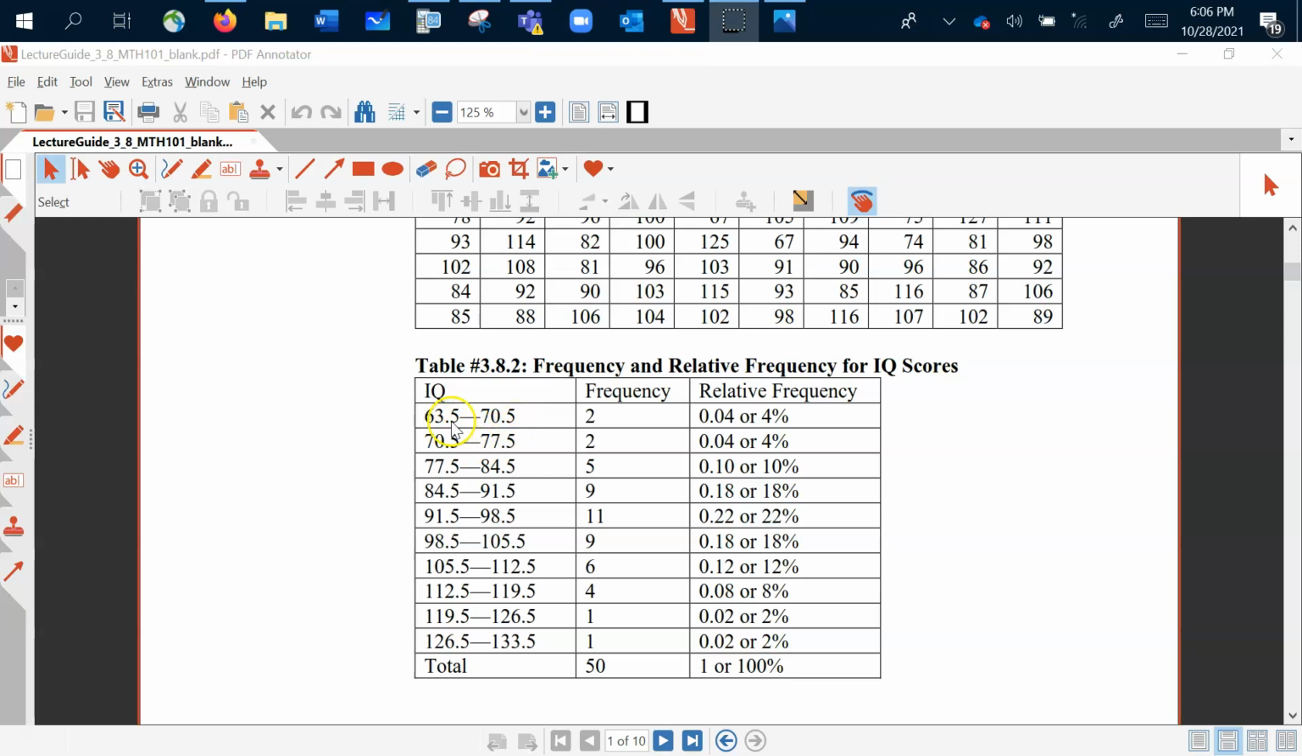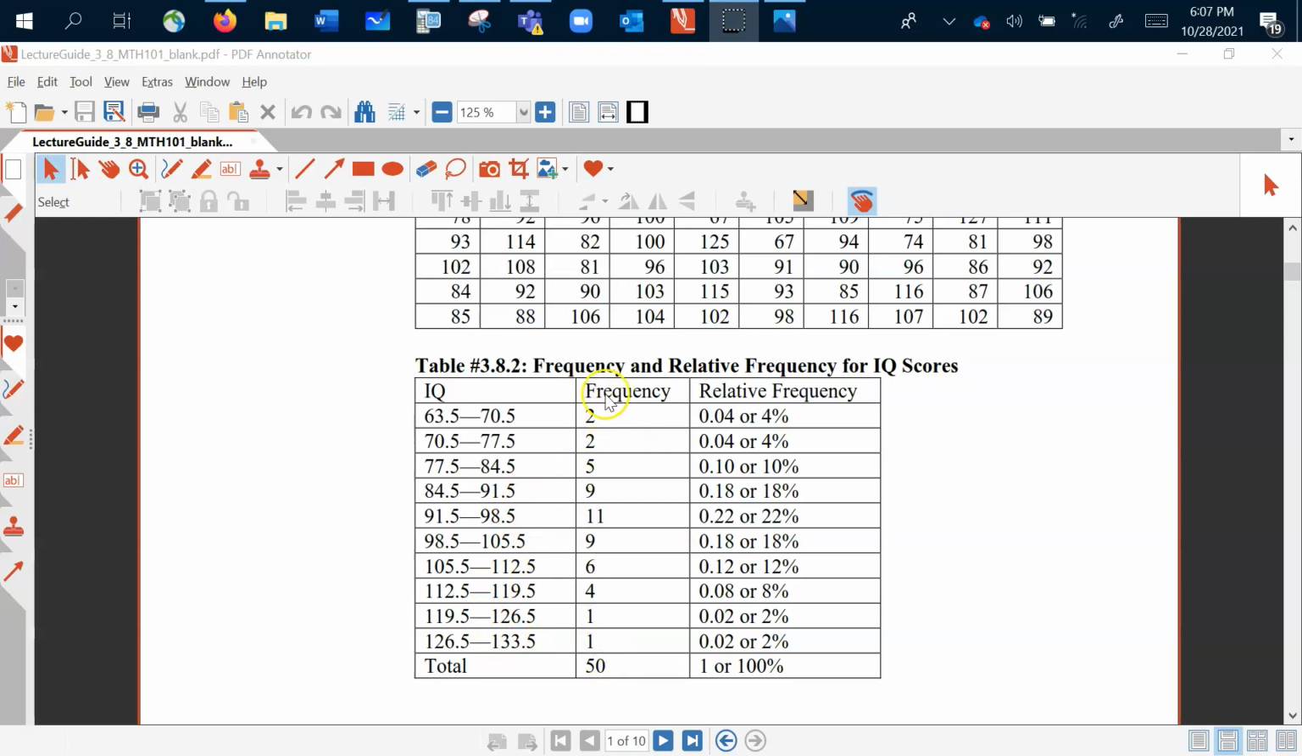And notice the class boundaries are at half integer values, 63.5, 70.5, because all of the data values are in whole numbers. Now here, because there are 50 data values, all of the frequencies should add to 50. And notice we see the most frequently occurring data values occur in the class of IQs between 91.5 and 98.5. And then it looks like the frequencies go down as we get further away from this most popular class. On the low end, it's small at 2, and at the high IQ, it's also low here at 1.